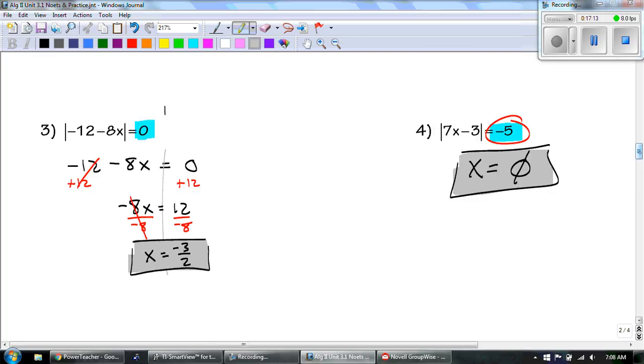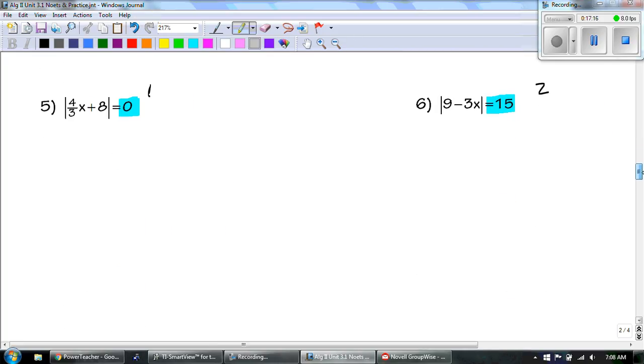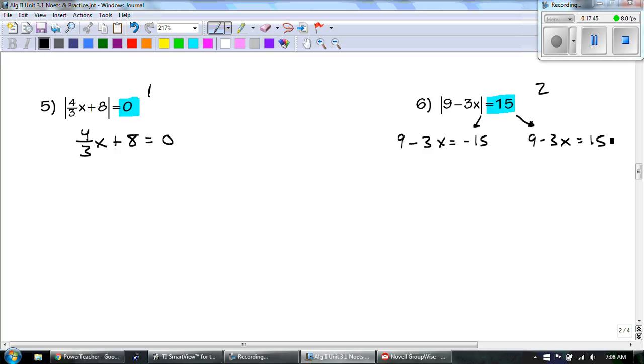All right, last two. Let's set them up together, but you guys are going to solve them on your own. So for number 5, I know that we have one solution. So 4/3 x plus 8 equals 0. For number 6, I know that there are two solutions. So we set 9 minus 3x equal to a -15, and 9 minus 3x equal to a +15. And then we're going to go through and solve each one. So work on both of those. Pause the video. Good luck.